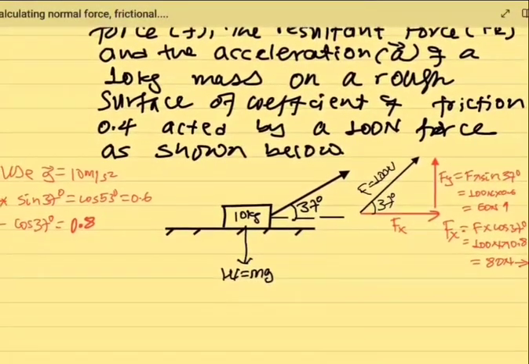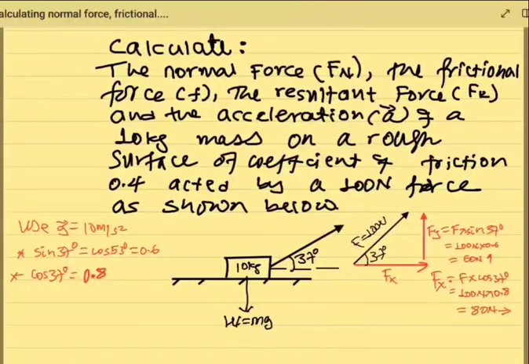Let's dive in. The question says calculate the normal force Fn, the frictional force small f, the resultant force Fr, and the acceleration a of a 10 kg mass on a rough surface of coefficient of friction 0.5, acted on by a 100 Newton force as shown below.